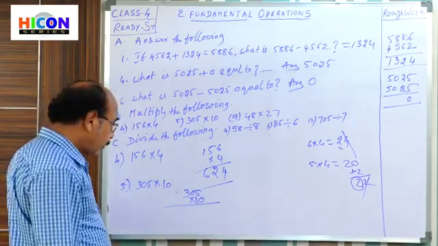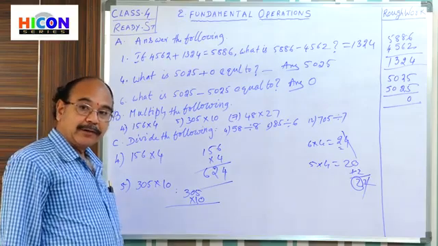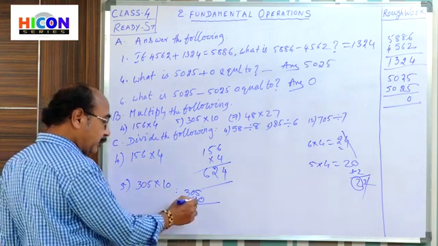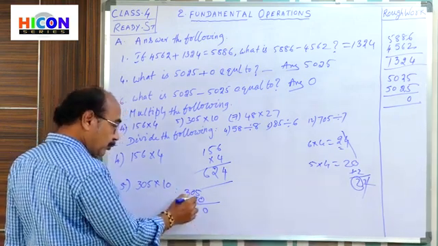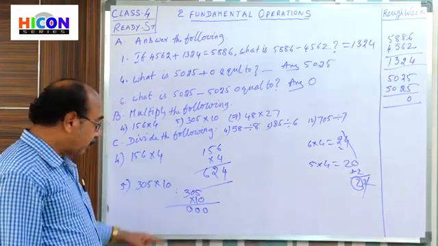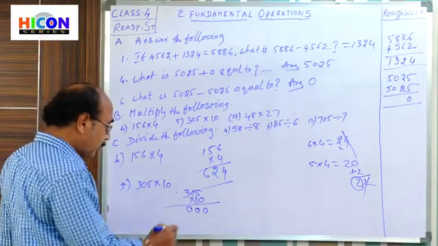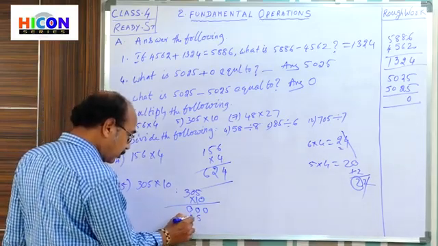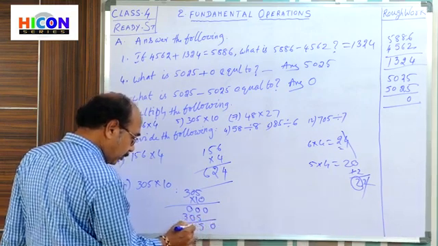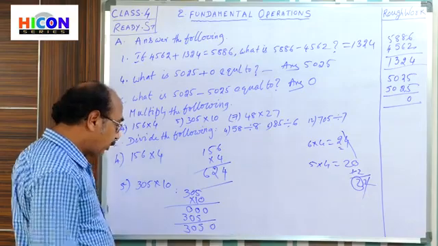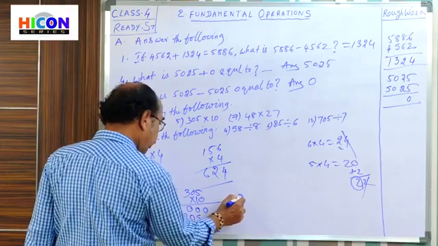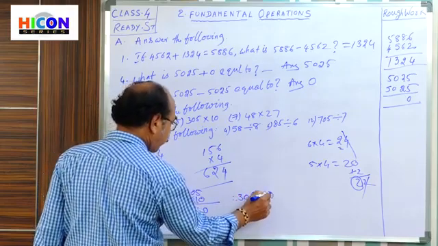According to your habit, how should you solve this? First you multiply with 0. 0 fives are 0. 0 zeros are 0. 0 threes are 0. Next you multiply with 1. That means 1 fives are 5. 1 zeros are 0. 1 threes are 3. Now add: 3050. So 305 into 10 is equal to 3050.